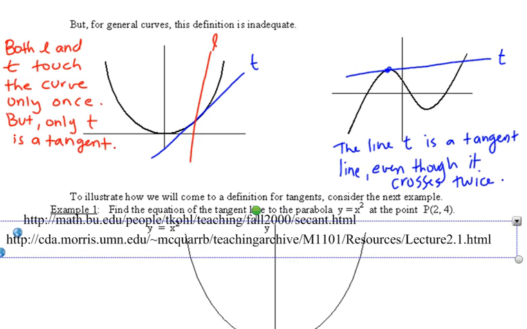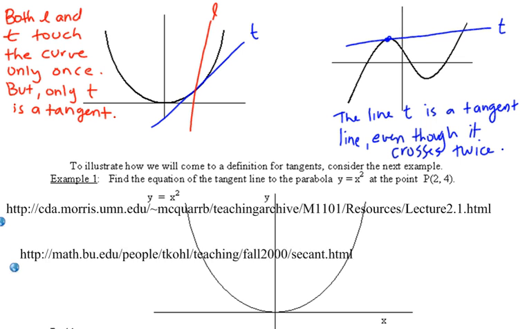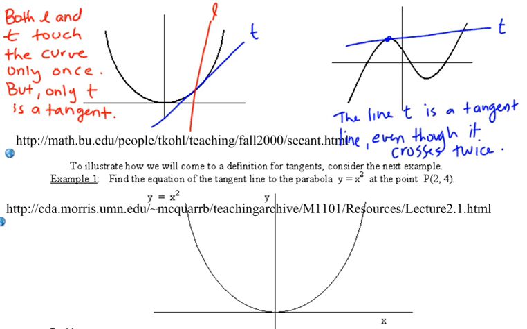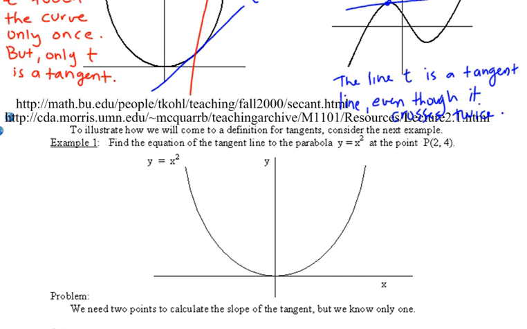Okay, so to illustrate how we come to a definition for tangents, we're going to consider the next example. Up here. We'll get to those in a second. So here's our equation, y equals x squared. And it says find the equation of the tangent line to the parabola y equals x squared at point (2, 4). So let's approximate (2, 4) right here.